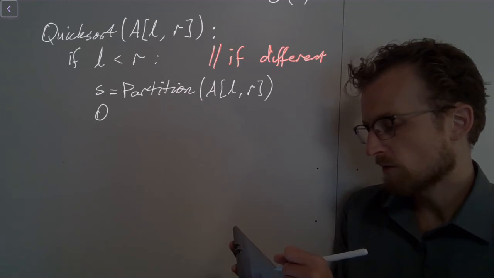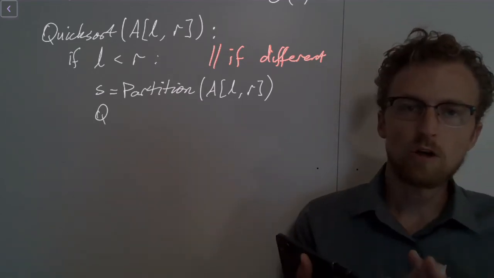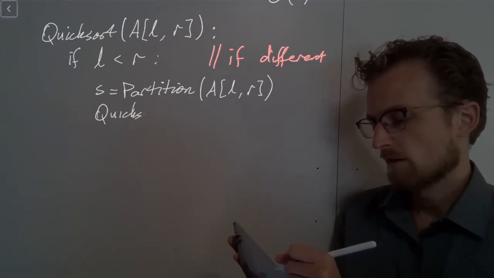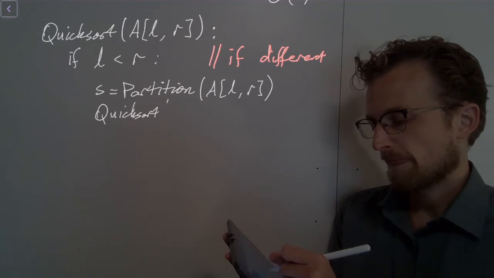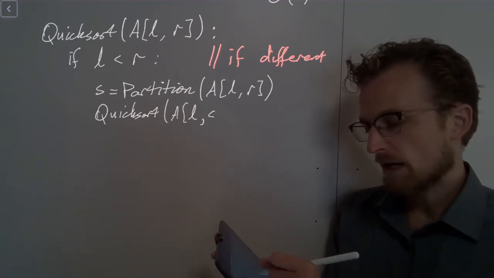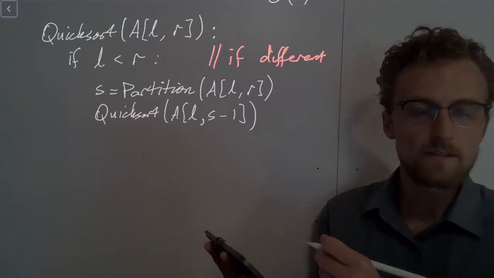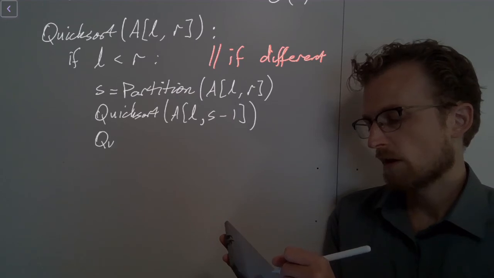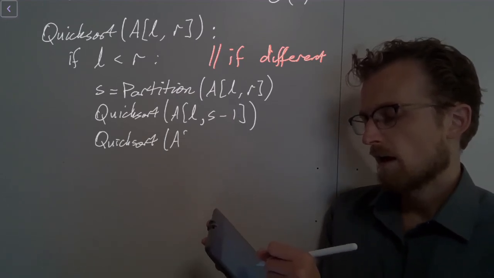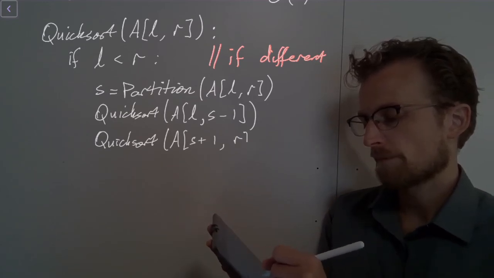Then what we'll do is we'll call quicksort on everything to the left of S, and then we'll call quicksort on everything to the right of S, and then we're done. Quicksort A from the left index all the way up to S minus 1, that's everything to the left of S. And then we'll call quicksort on A on everything to the right of S, so S plus 1 all the way up to R.